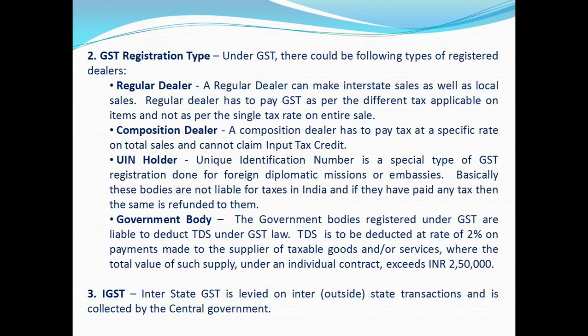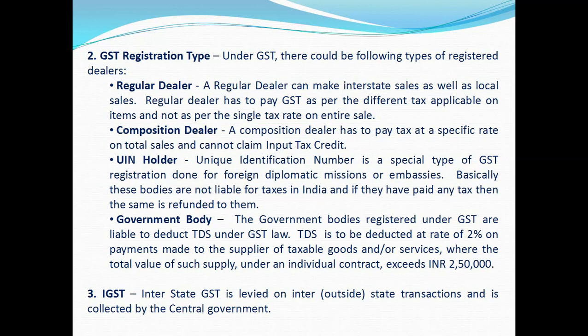Next, we will discuss the GST registration types. Under GST, there could be various types of registered dealers. First is the regular dealer. Most of the entities that register themselves under GST fall under the regular dealer category. A regular dealer can make interstate sales as well as local sales. Next is the composition dealer.